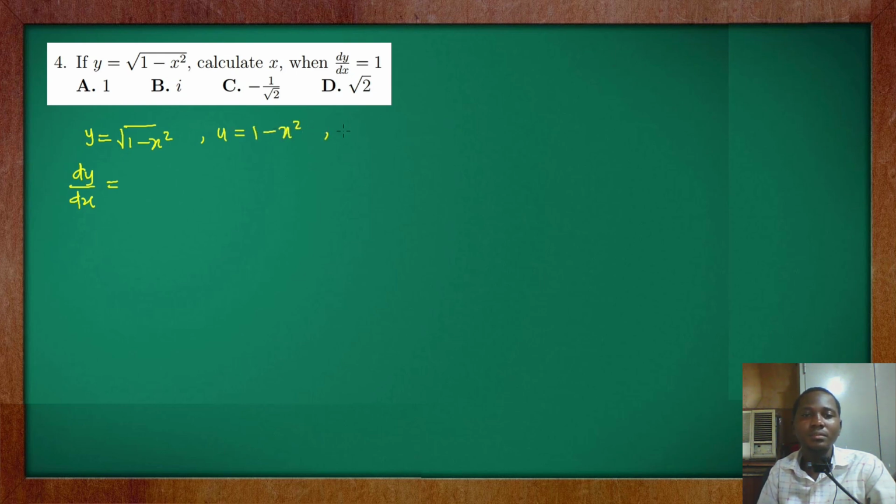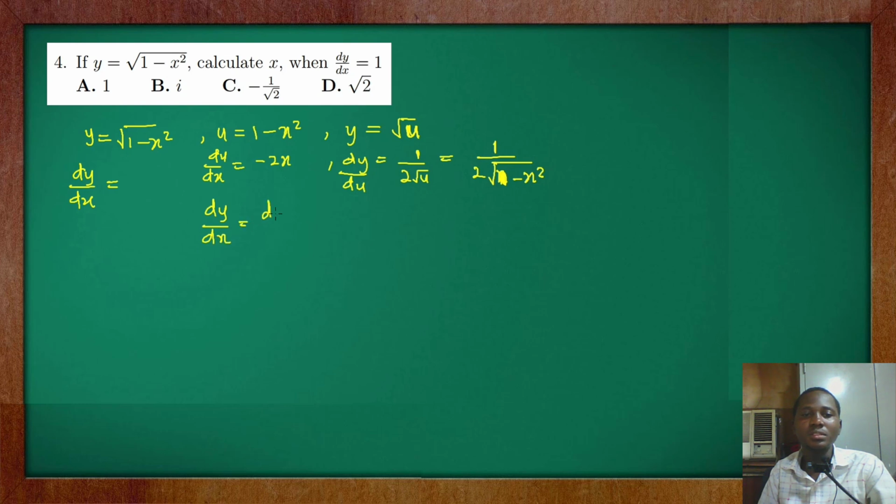So that means our y is equal to the square root of u, where our u is 1 minus x squared. And if we differentiate u with respect to x, we are going to have minus 2x, right? And if we differentiate y, we are going to have 1 over 2 root u, which is the same thing as 1 over 2 root of 1 minus x squared. Okay, so using chain rule, this is dy/du, so our dy/dx is dy/du times du/dx.